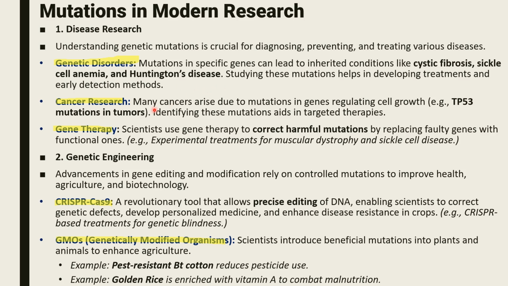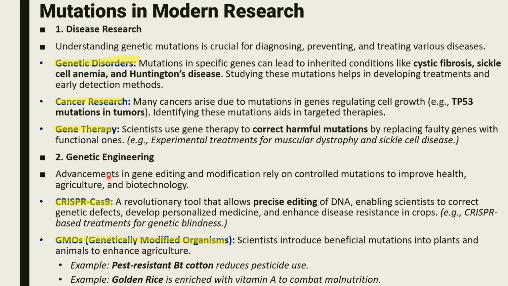Cancer research. Many cancers arise due to mutations in genes regulating cell growth. And the last one is gene therapy. Scientists use gene therapy to correct harmful mutations by replacing faulty genes with functional ones. For example, experimental treatments for muscular dystrophy and sickle cell anemia.